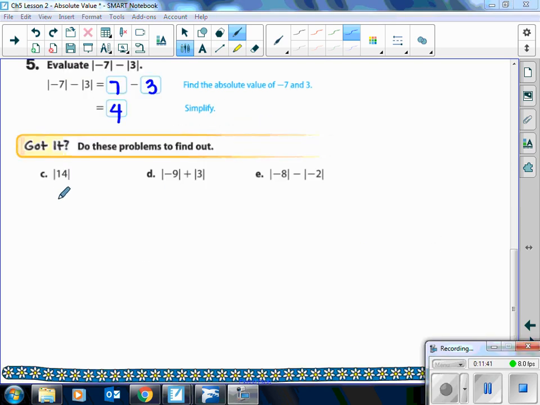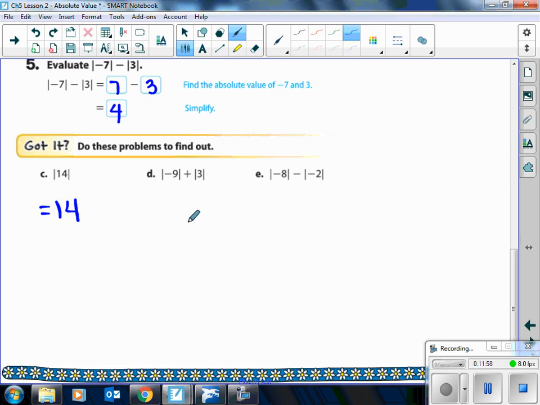Here, for example C, and remember, I want you to write your original problem. Here we have the absolute value of 14. Doesn't require any work. What's the absolute value of 14? 14. Very good. That's it.